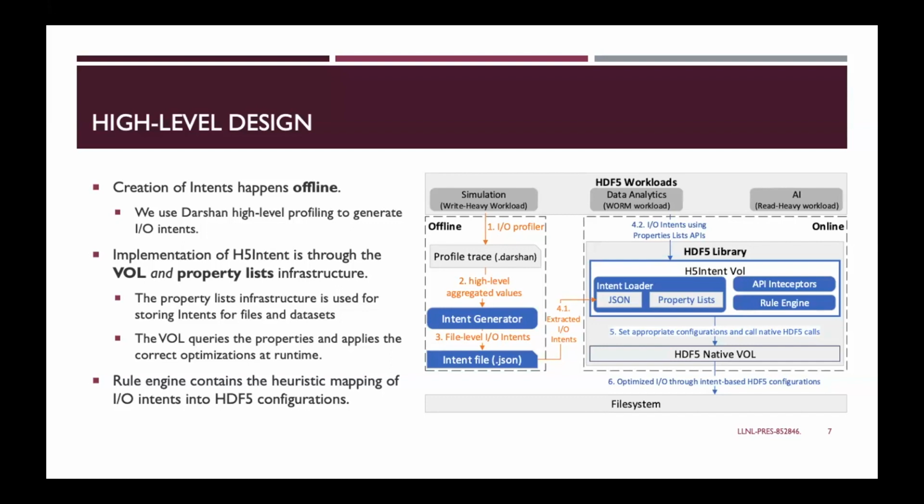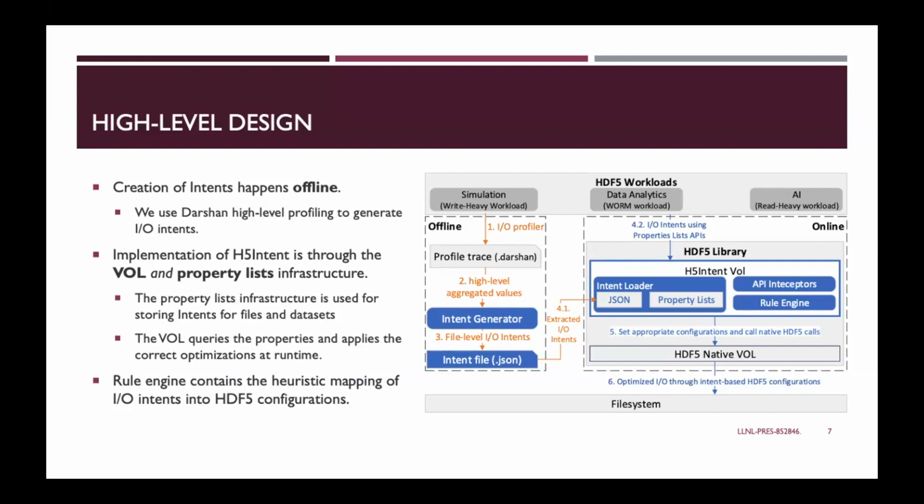If you're an advanced user, you can tell us through property list APIs what your IO intents are. But if you want to go the other route and let us discover, we have built tools to generate those intents out of your application. And then the runtime part of it is basically the HDF5 Intent VOL, which looks at these intents and uses a heuristic rule engine right now to apply the appropriate configurations. Now, even as a person working on HDF5 for 7 years, this was a lot of benchmarking I had to do to figure out how to use a lot of these property lists myself for different use cases. So it's a hard job.